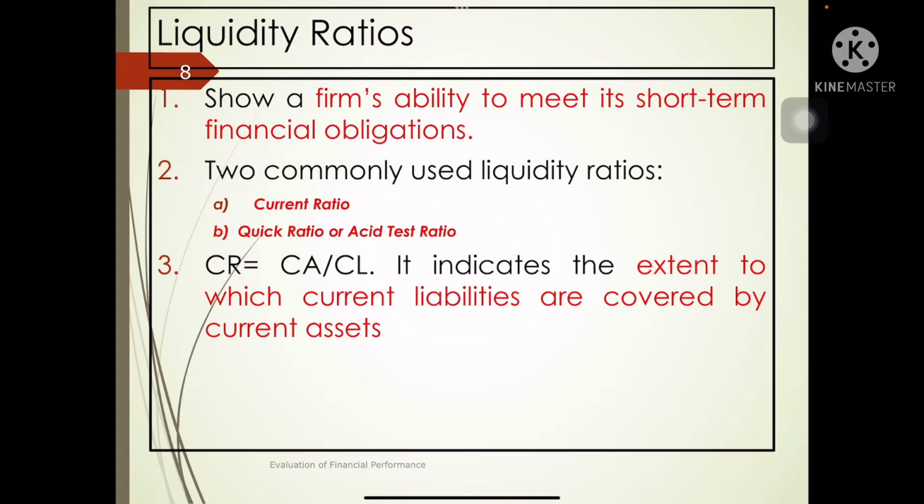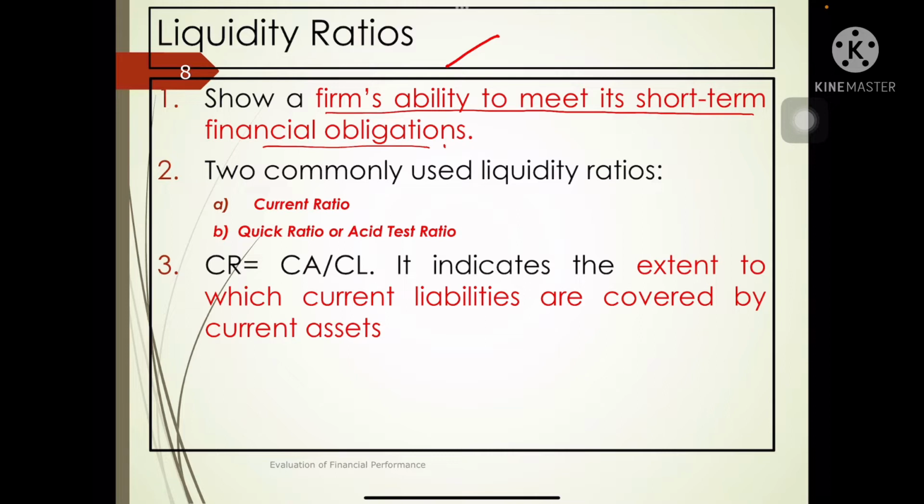Alright, number one, we move on to liquidity ratios. Please remember, we have 5 categories, so this is number one. Liquidity ratio is about how liquid the firm is. It shows the firm's ability to meet its short-term obligations. It means, are they able to pay their obligations or debt within a short-term period?